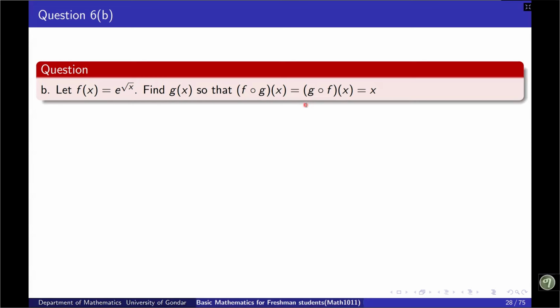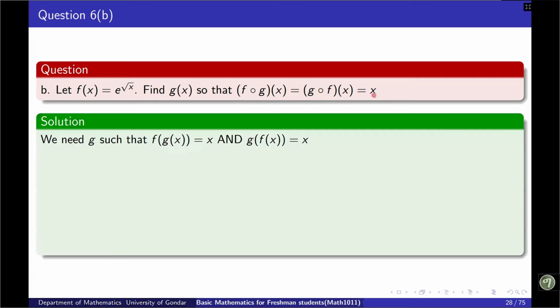Next, the second one, question number B. We are given f of x equal to e to the power of the square root of x, and we are asked just to find g of x, so that f composite of g of x equals g composite of f of x equals x. We know that whenever g composite of f of x equals x, the relationship between g and f is that one is the inverse of the other. That means g is the inverse of f, or f must be the inverse of g, whenever this condition is satisfied.